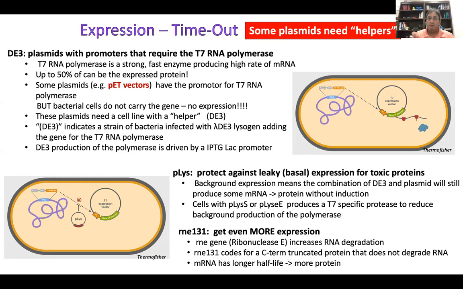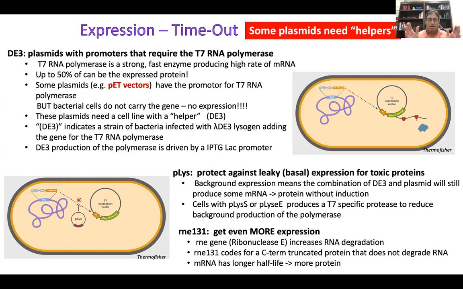The only problem is if you put a promoter in the plasmid in front of your MDH or other protein for the T7 RNA polymerase, the bacteria doesn't make that polymerase and you don't get expression. And those are the DE3 plasmids. And the pET vectors are an example of this. So you need to have a bacteria cell that's appropriate for making protein like the BL21 cells, but also has the DE3 designator, okay? And so this is the helper we're talking about.